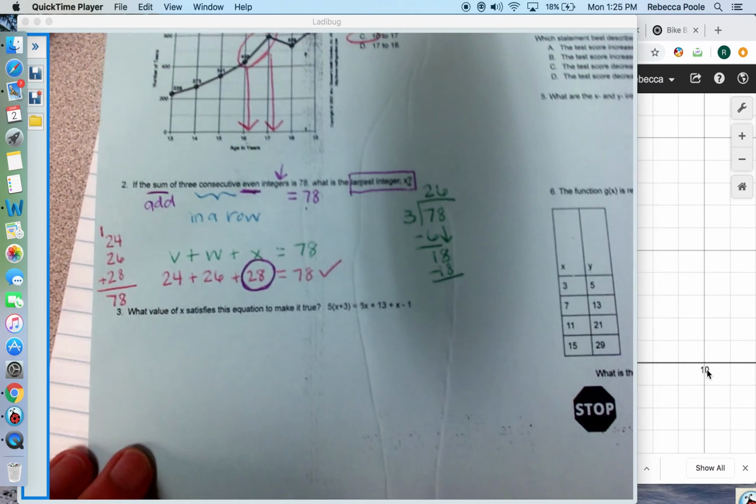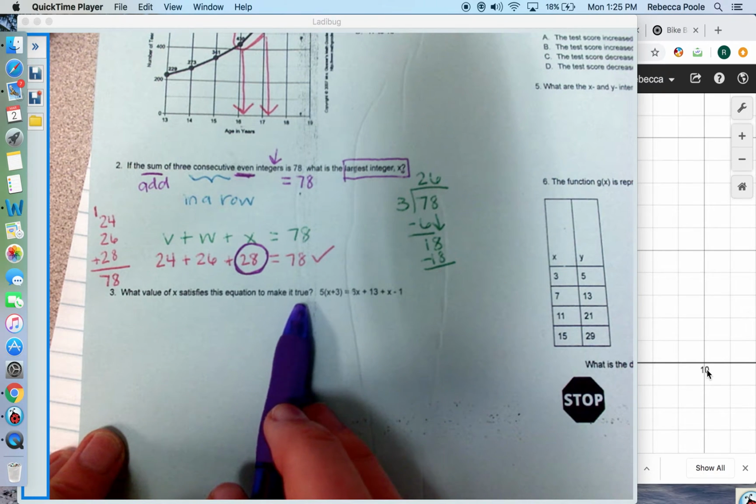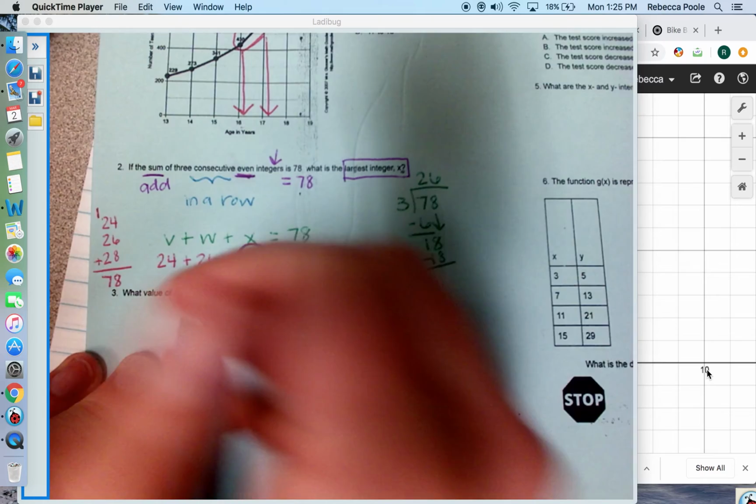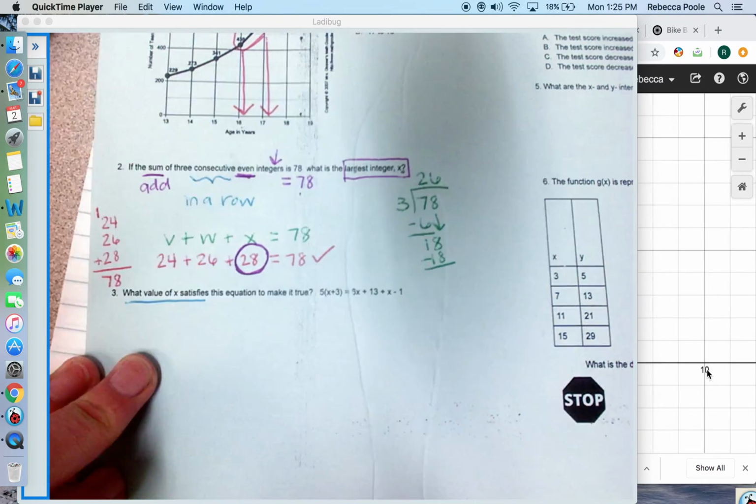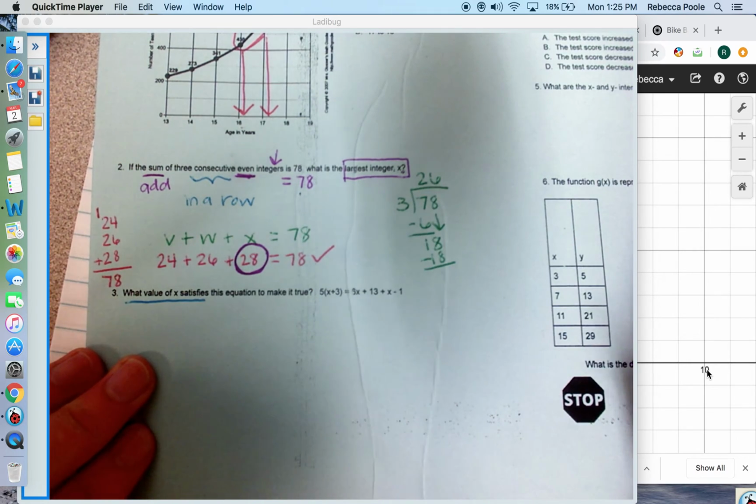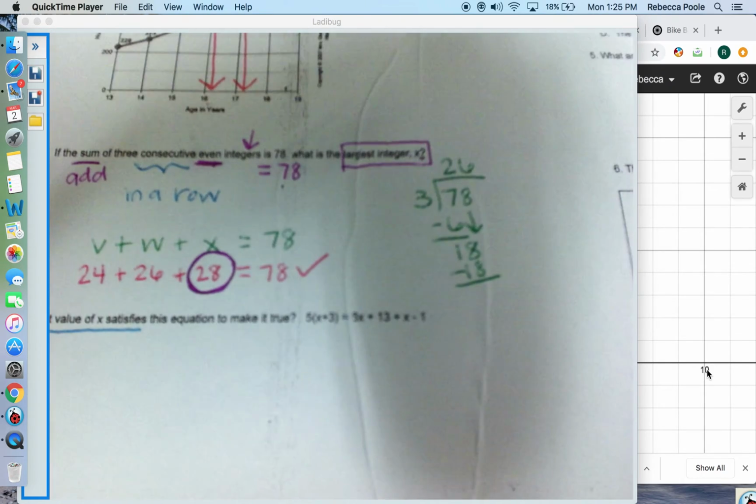Alright, number 3. What value of x satisfies this equation to make it true? They're asking what value of x, which means all they want us to do is solve for x. Remember, you have no calculator here, so we've got to solve this by hand. I'm going to zoom this in.